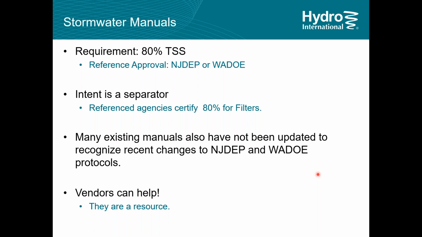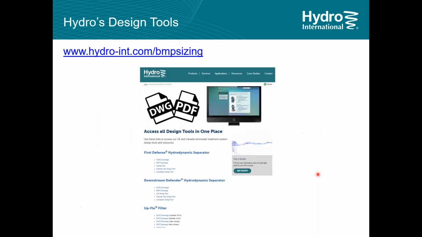I think it's got to be worked through over the next few years as people update their stormwater manuals. Remember, vendors can help. We're a resource. Use us. Give us a call. It's important that we talk and have a dialogue and you understand how we're sizing a piece of equipment for you. When you get one sizing from one vendor and a different sizing from a different vendor, usually the answer is in the sizing methodology, whether it was net annual or it was done on a single event.